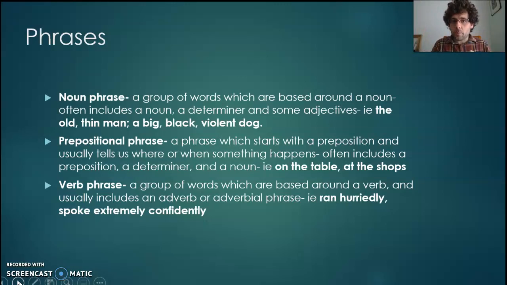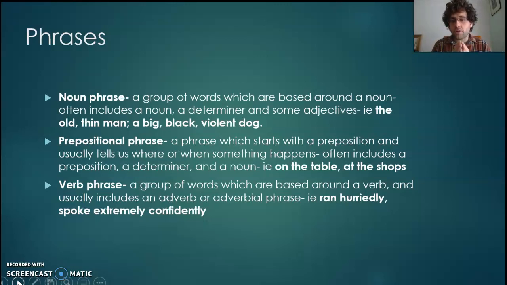Prepositional phrase we touched on when we looked at prepositions. They're literally a group of words that start with a preposition. They start with an at or an on or a by, or an under, or an in, those sorts of words are prepositions. So on the table, at the shop, so it tells us where or when something happened.